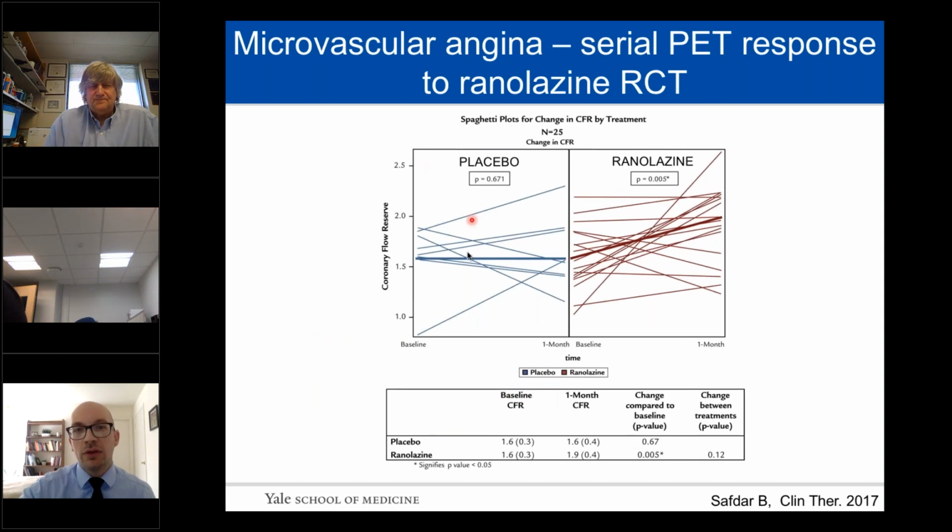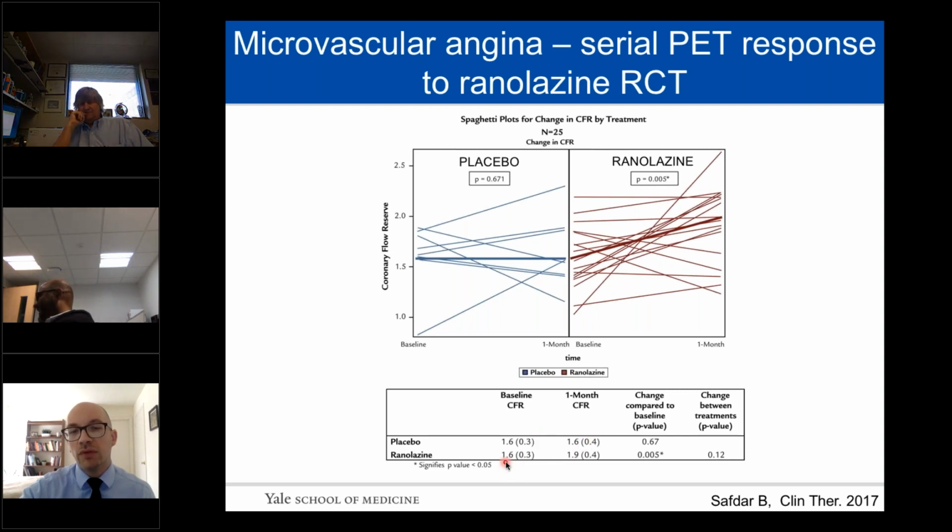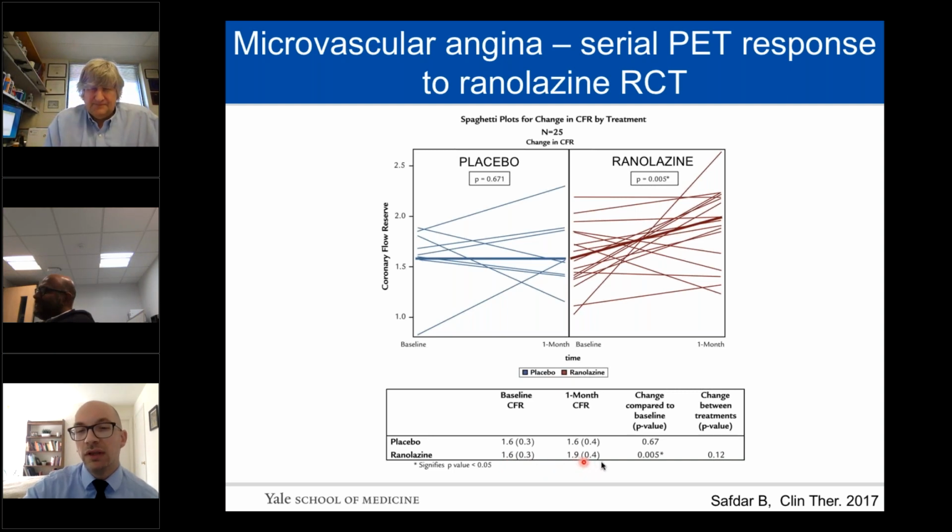As you can see on the left, after giving placebo, there was really not a lot of change in the flow reserve. From baseline of 1.6, it remained at 1.6. In the ranolazine group, the coronary flow reserve went from 1.6 to 1.9. So a modest increase in flow reserve, but this was statistically significant. Again, this is a small pilot study, so larger trials need to confirm this finding, but it's really promising.